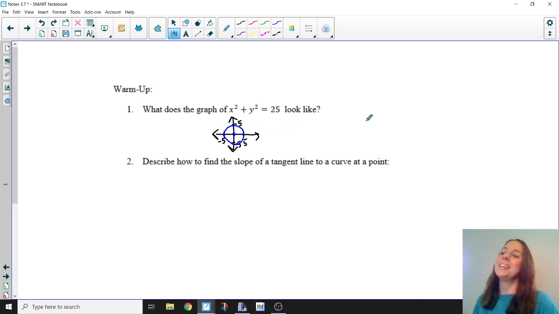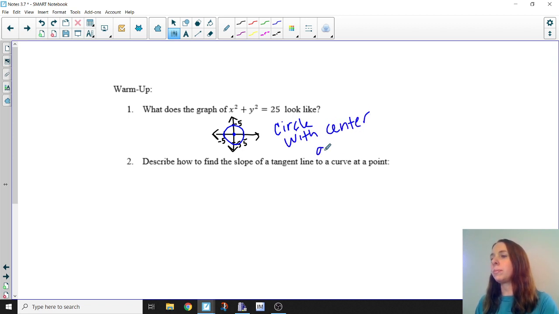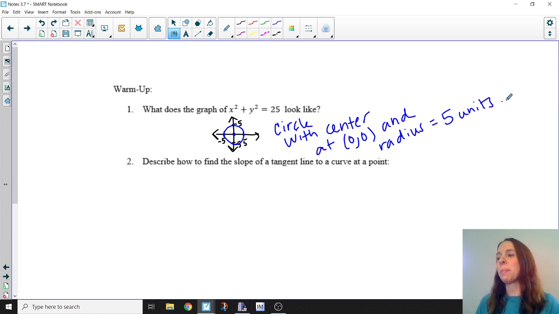It's good enough. A circle with a center at 0, 0 and radius of 5 units. Yay. Next question doesn't seem to have anything to do with the first question, but it does.